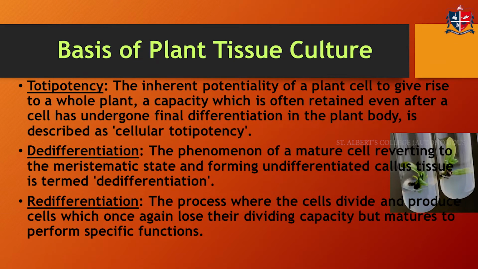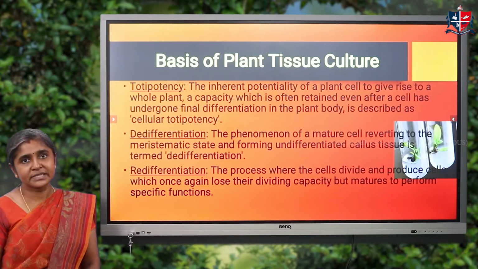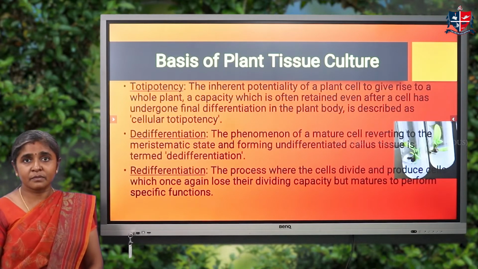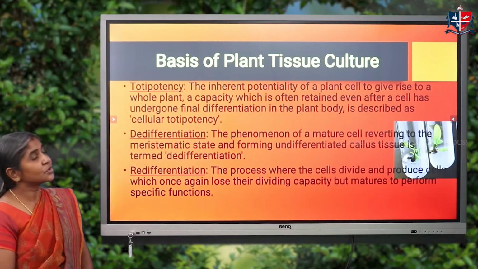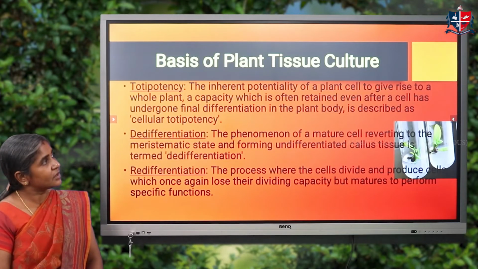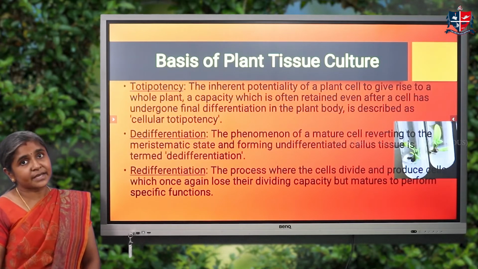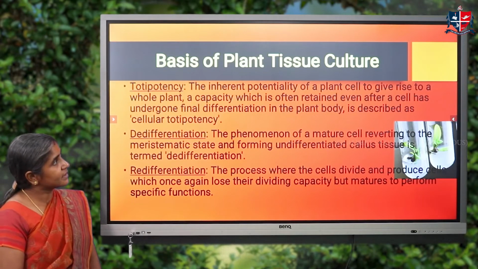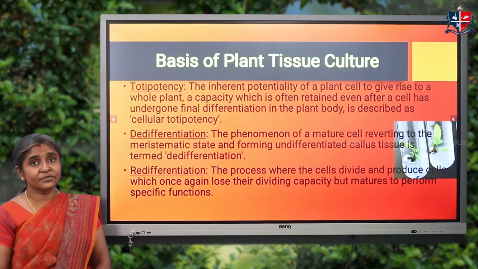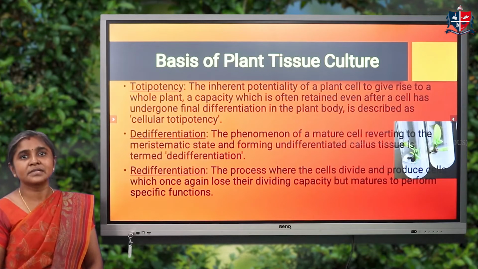Now, what makes plant tissue culture work? What is the basis of plant tissue culture? There are certain inherent properties seen in plant cells that makes tissue culture happen. And the most significant of those properties is totipotency. Totipotency, the inherent potentiality of a plant cell to give rise to a whole plant. It is a capacity which is often retained even after a cell has undergone final differentiation in the plant body, and it is sometimes also referred to as cellular totipotency.